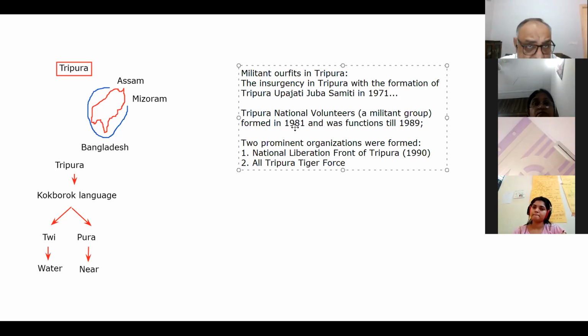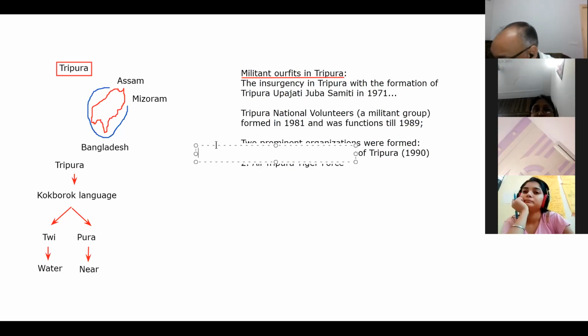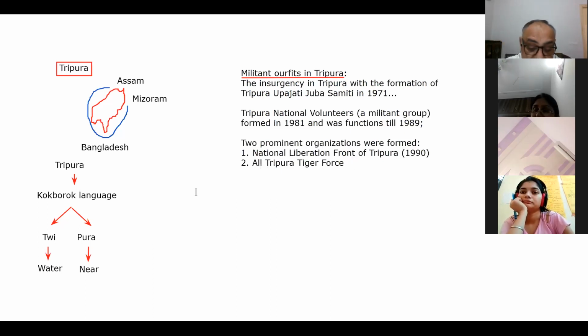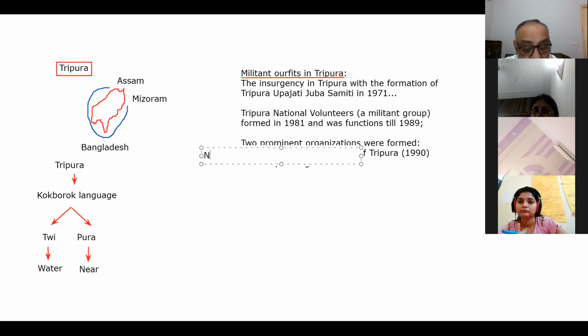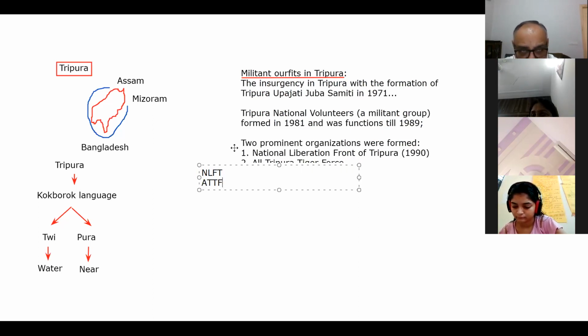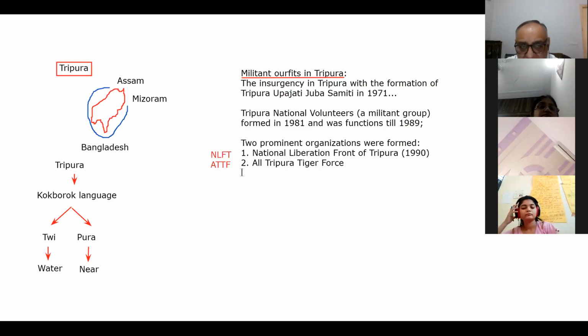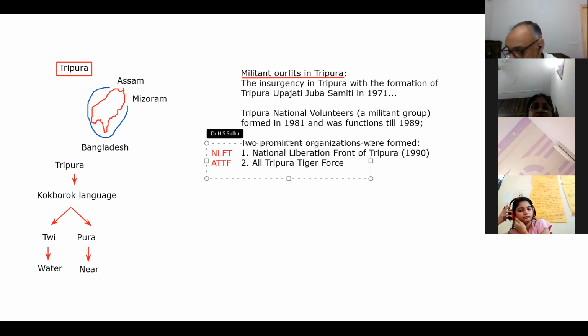So as far as this group is concerned, इसको हम abbreviate करके कह लेते हैं NLFT, National Liberation Front of Tripura. This is NLFT, right. और जो दूसरा है उसको हम कह लेते हैं ATTF, right, क्योंकि आगे हम यूज करेंगे. So these were the militant groups which were formed there, right. So ये हो गया, right.